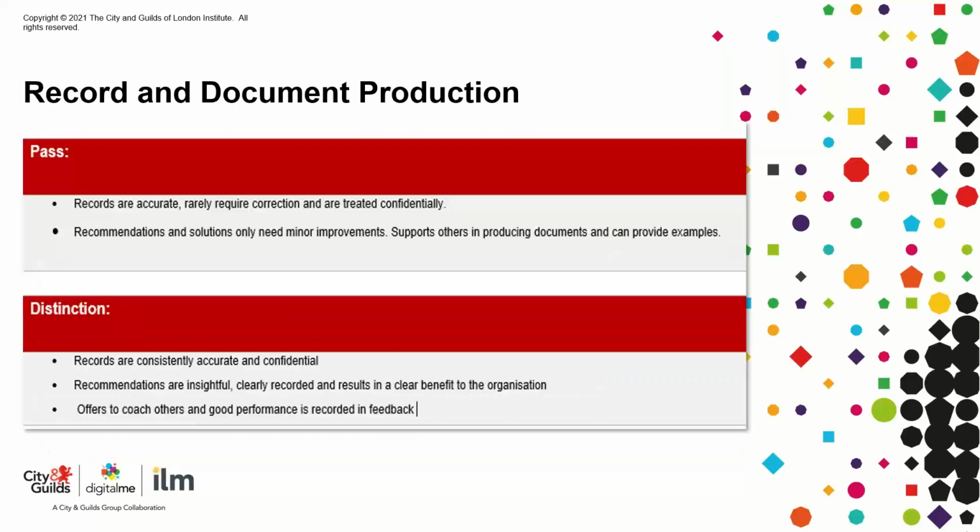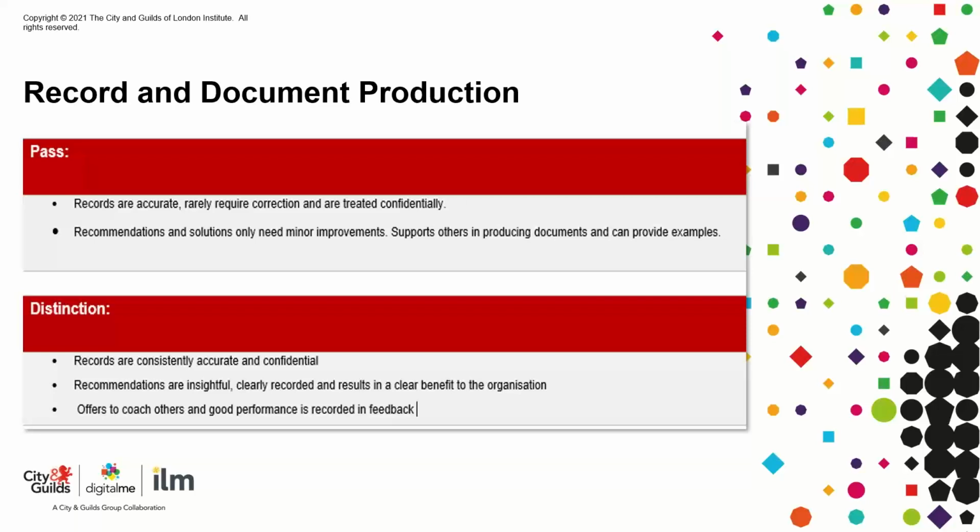Okay, so if we look next at record and document production, this is another area where trends show that apprentices perform really well. Supporting others in producing documentation is important here, even at pass level, and real-life examples are expected to be discussed and evidenced in the portfolio. Both pass and distinction criteria here require the apprentice to make recommendations for improvements to records or documents. So it's important this is covered, and the breadth and depth of the response will dictate if pass or distinction marks can be awarded.